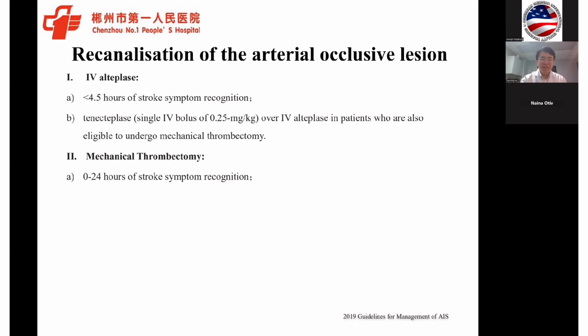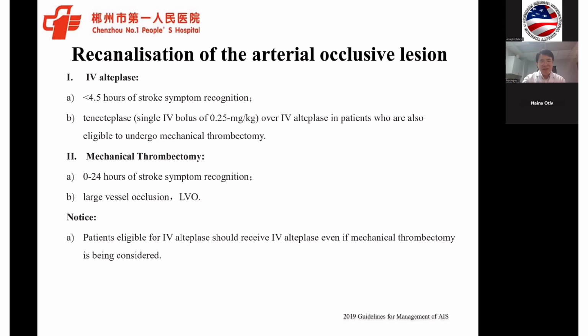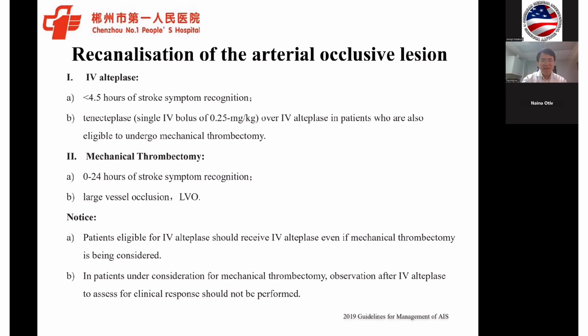And another way is mechanical thrombectomy. It needs the patient to be within 0 to 24 hours and have large vessel occlusion. We should note that a patient eligible for IV tPA should receive IV tPA even if mechanical thrombectomy is being considered. Also, in patients under consideration for mechanical thrombectomy, the IV tPA would not delay the mechanical thrombectomy.